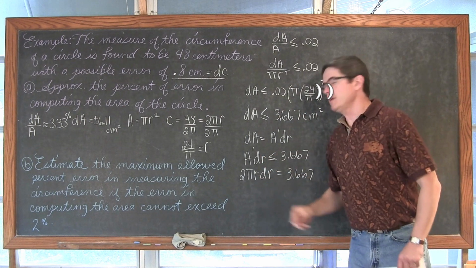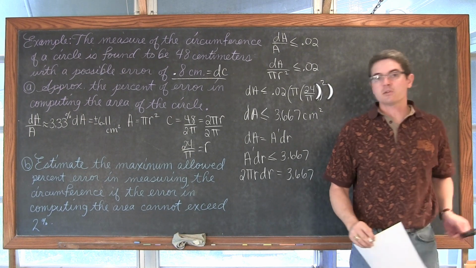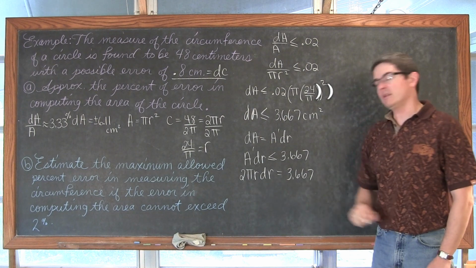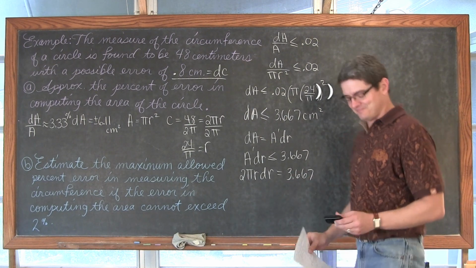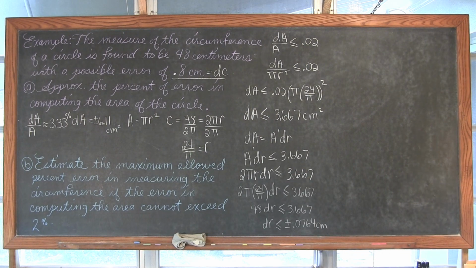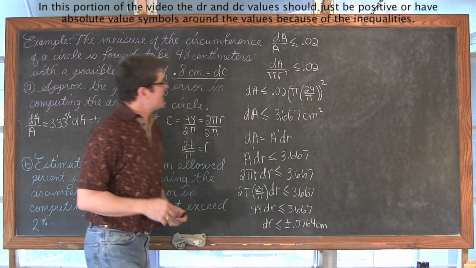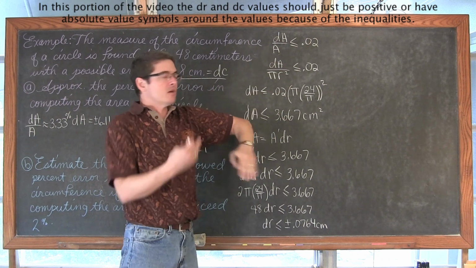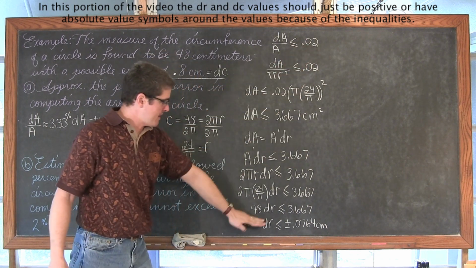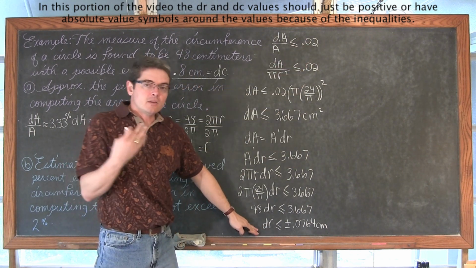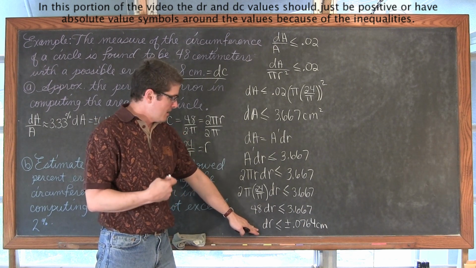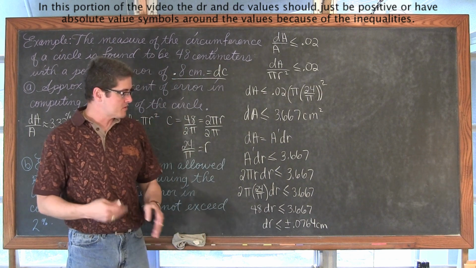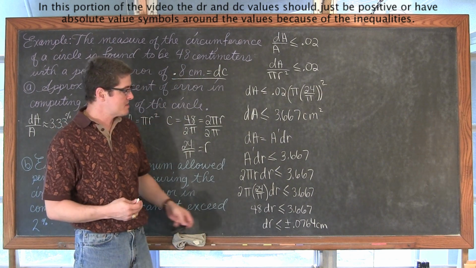Okay, now let's get that radius back in there and figure out what our allowable error in the measurement of the radius is. Okay, so there we go. Based on that parameter, that our relative error on the area cannot exceed 2%, we get that the dr value, the largest possible amount of error that we can have in the measured radius, has got to be less than or equal to plus or minus 0.0764 centimeters.